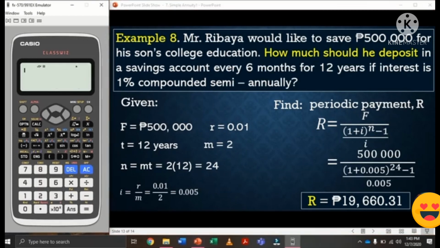Alright? So, using the calculator, again, para masundan. Type muna yung nasa taas na 500,000. And then sa baba, bago ilagay yung fraction bar, lagyan mo na ng open and close parenthesis. And then, balik ka sa loob. Click yung fraction bar. And then, type yung parenthesis 1.005. Then, pang exponent natin 24. Then, down. Minus 1. And then, here, 0.005. So, the answer is 19,660.31. Na-round off na natin kasi 5 na yung kasunod ng 0, so 31 na. Okay? So, you can use your scientific calculator.